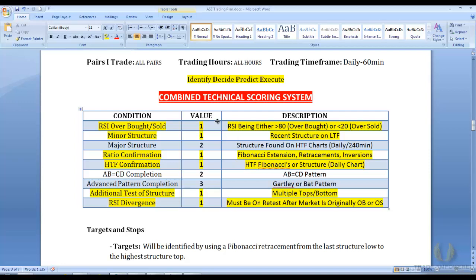Again, the key is that when I'm going through the market, I'm doing the same thing each time. I check out a price chart and I'm asking myself this: is the RSI overbought, oversold? Yes or no? All right, yes. Is there minor structure? All right, no. Major structure? No. Fibonacci confirmation? Let's see. Yep. Let me go to a higher time frame confirmation. Okay, got that. ABCD pattern? Yes. Advanced pattern completion? Well, no, not yet.